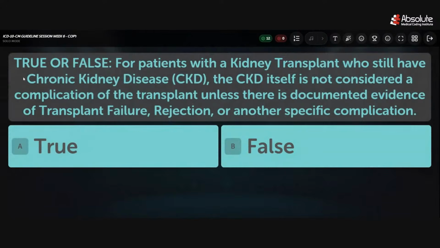Okay. True or false? For patients with a kidney transplant who still have chronic kidney disease or CKD, the CKD itself is not considered a complication of the transplant unless there is documented evidence of transplant failure, rejection, or another specific complication. So I'll give you guys a little more time because I know this is a long one, but let's end on a good note. Let me know true or false in the chat.